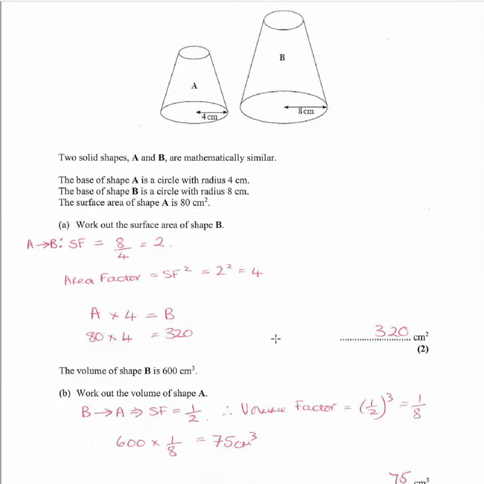Two solid shapes, A and B, are mathematically similar. The base of shape A is a circle with a radius of 4, and the base of shape B is a circle with radius 8. The surface area of shape A is 80.